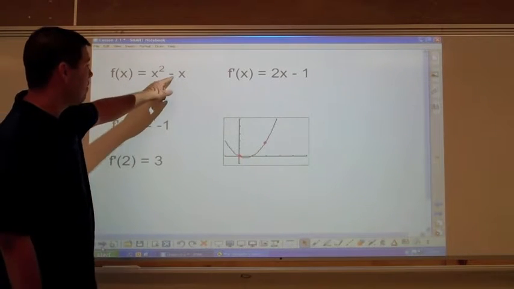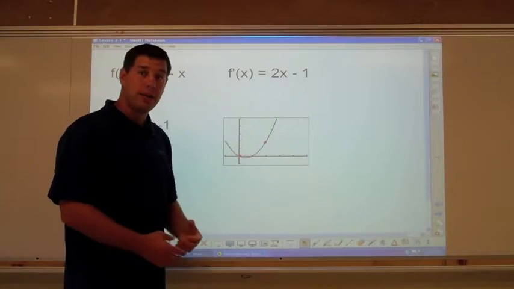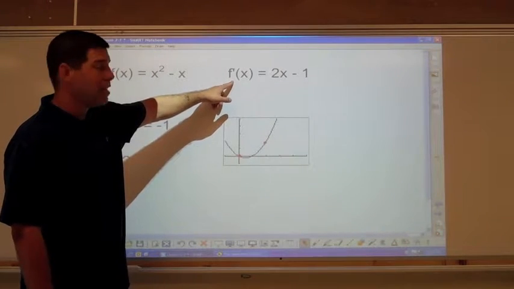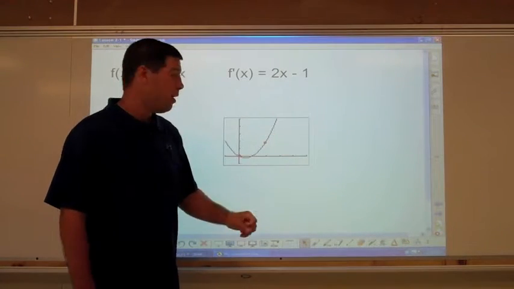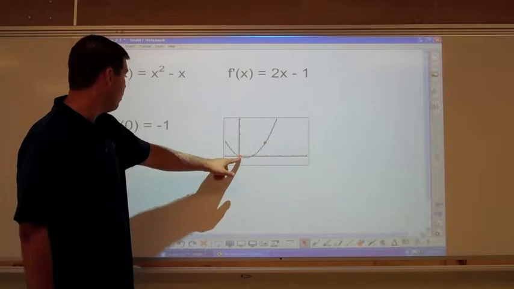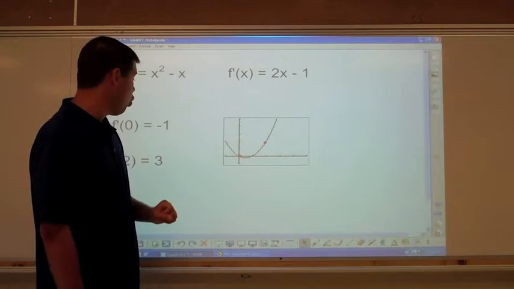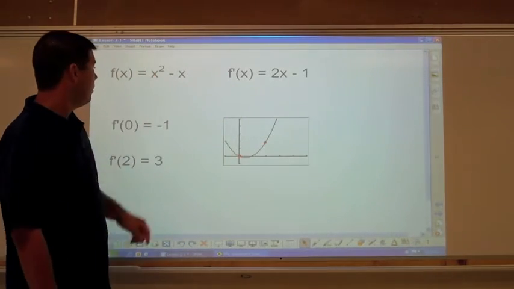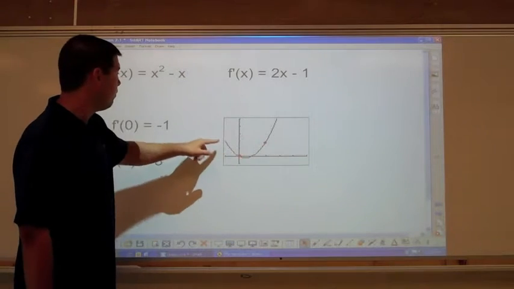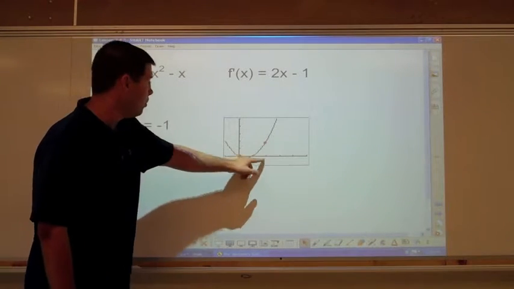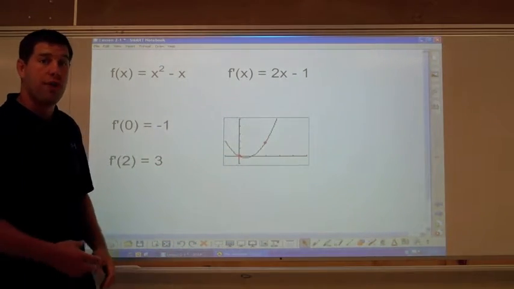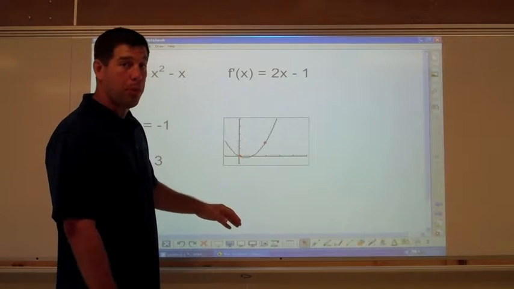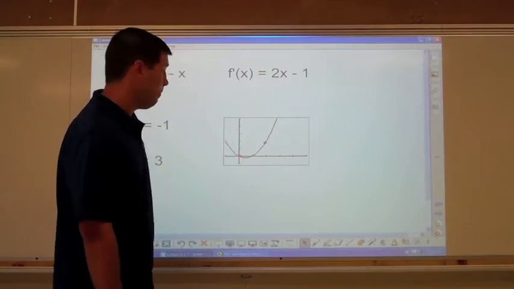Our original function, x squared minus x, you see the graph down here, a quadratic, a parabola. The derivative we found on the last page was 2x minus 1. I've picked 2 points, 0 and 2. x equals 0 and x equals 2 on the graph. 0, 0 and 2, 2 are points on the curve. So to find values on the curve, you go to the original function. To find the slope of the tangent line at those points, you go to the derivative.